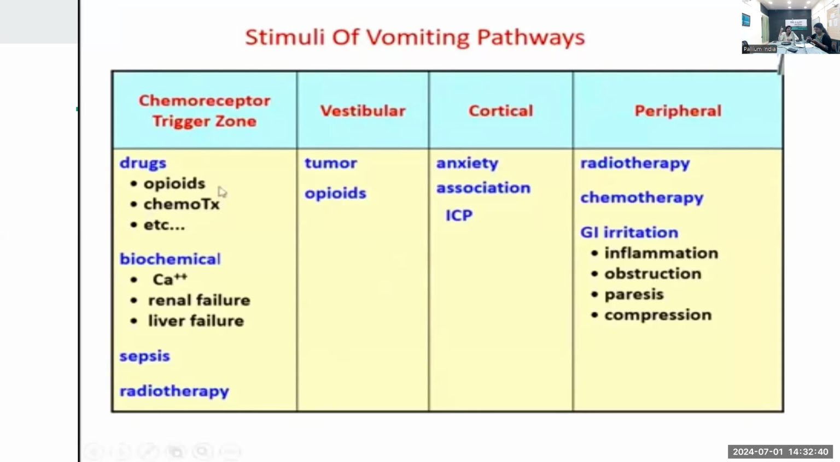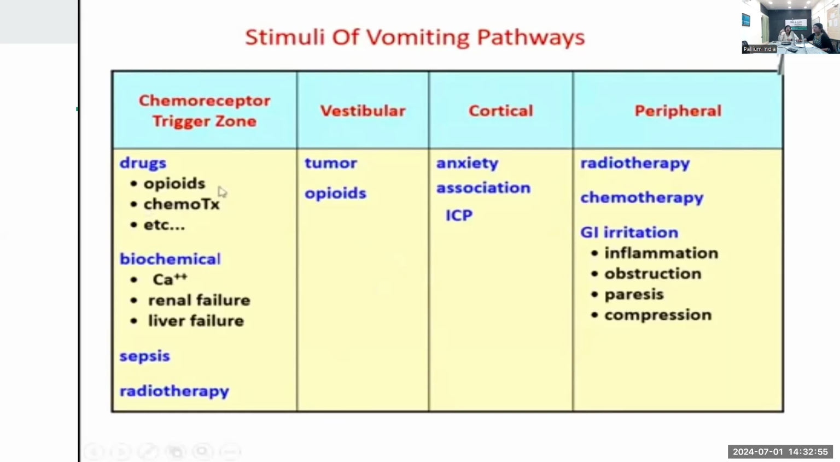Hypercalcemia, all these things directly affect the CTZ. So the drug of choice will be something which directly blocks the CTZ. That is haloperidol. We'll talk about it. Why say like so? You have to know. See, this is very important.